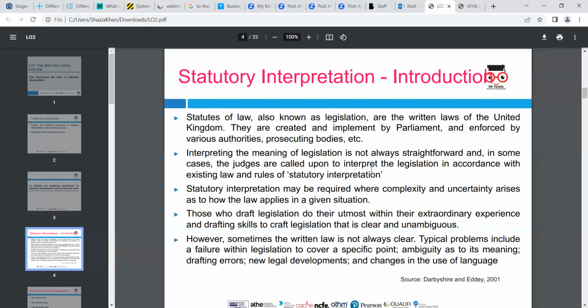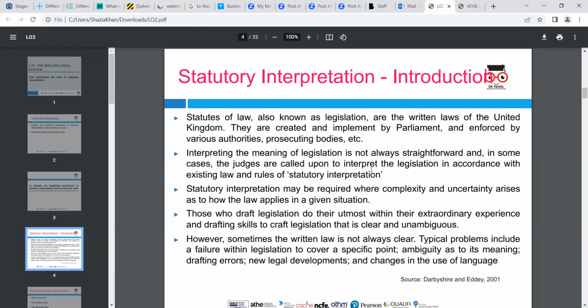So an introduction to statutory interpretation: statutes of law, also known as legislation, are the written laws of the United Kingdom. They are created and implemented by Parliament and enforced by various authorities, prosecuting bodies, etc. If there are any laws to be passed, they go through the process which we looked at in learning outcome 1, and then we looked at the issue of how the law is implemented and enforced as well.